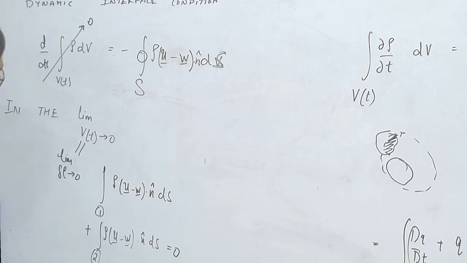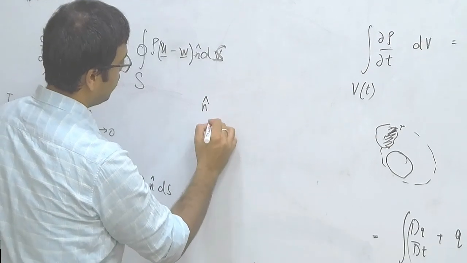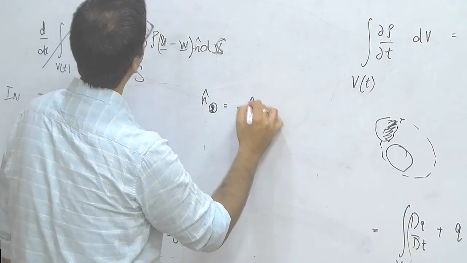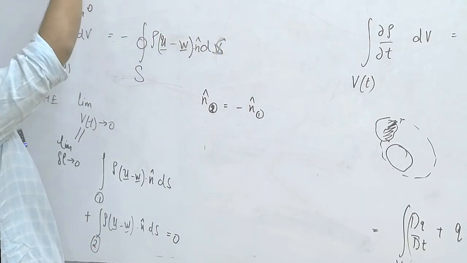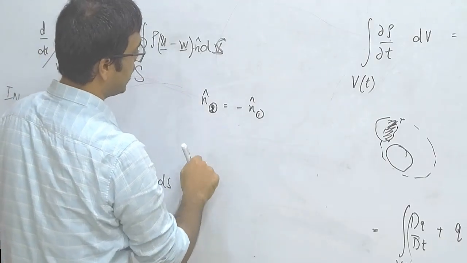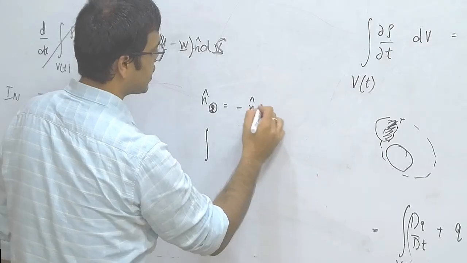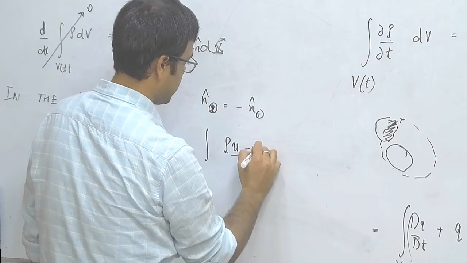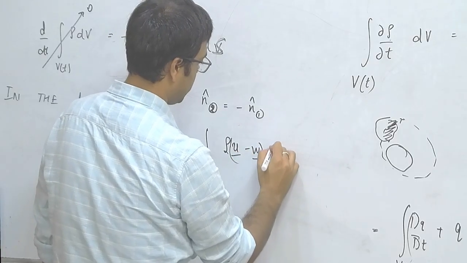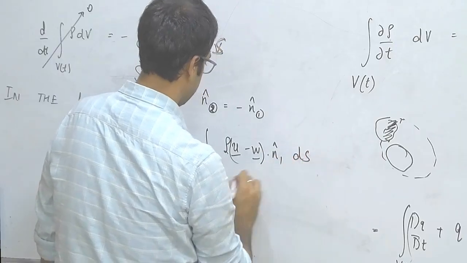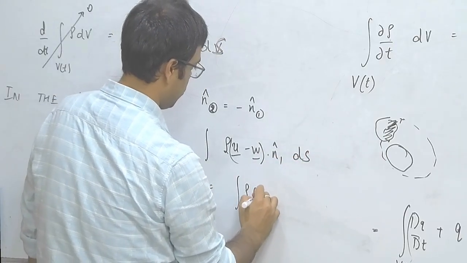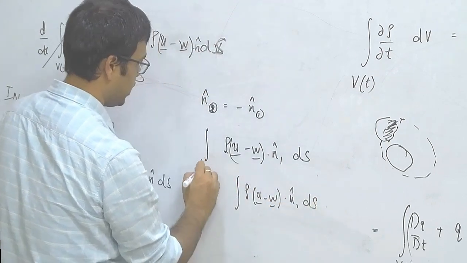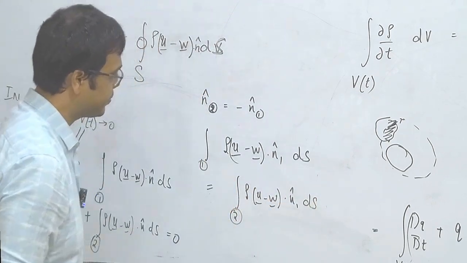And from here, what do we get? So n of 2 is minus n of 1. These will be the same surfaces facing opposite directions. So we get rho (u minus w) dot n1 ds, integrated over 1, equal to the same expression integrated over 2.